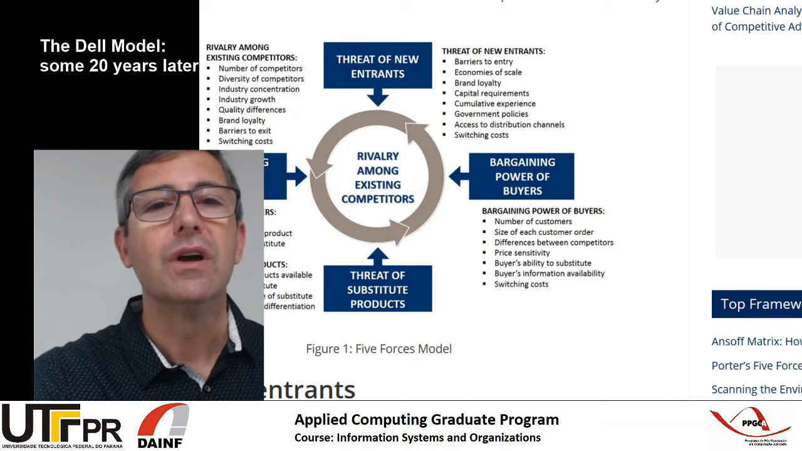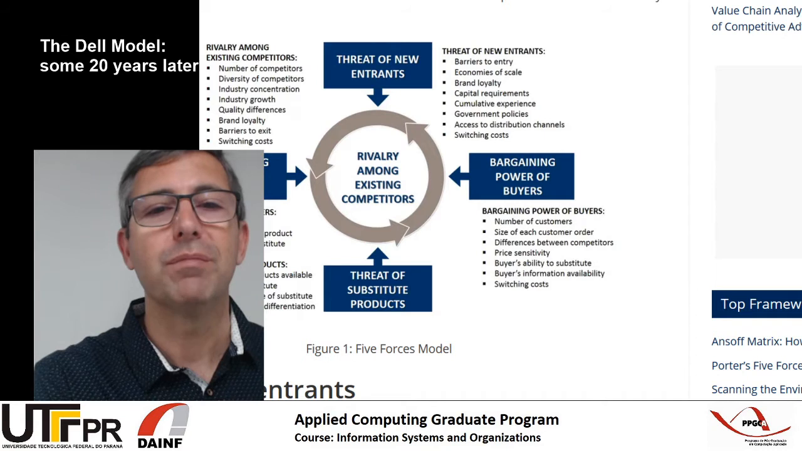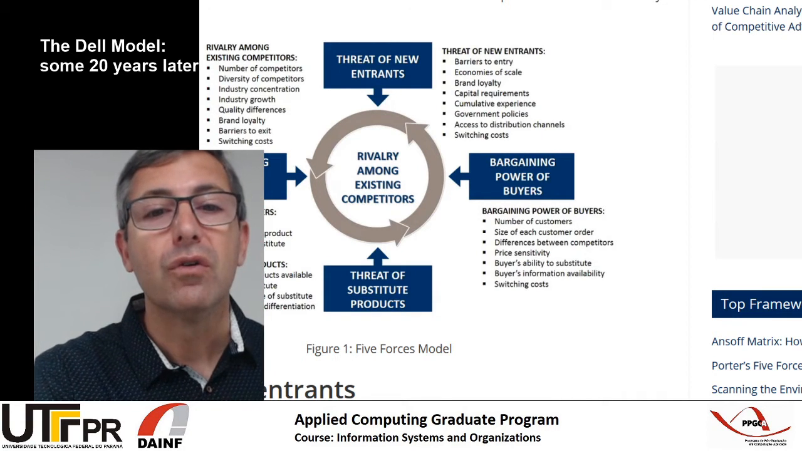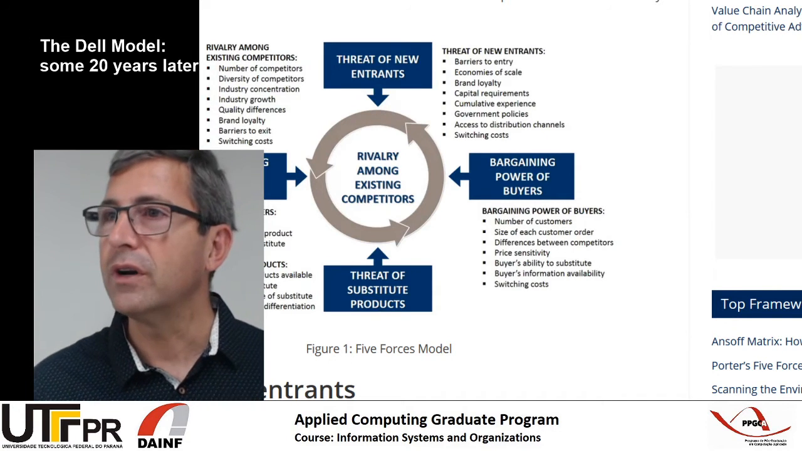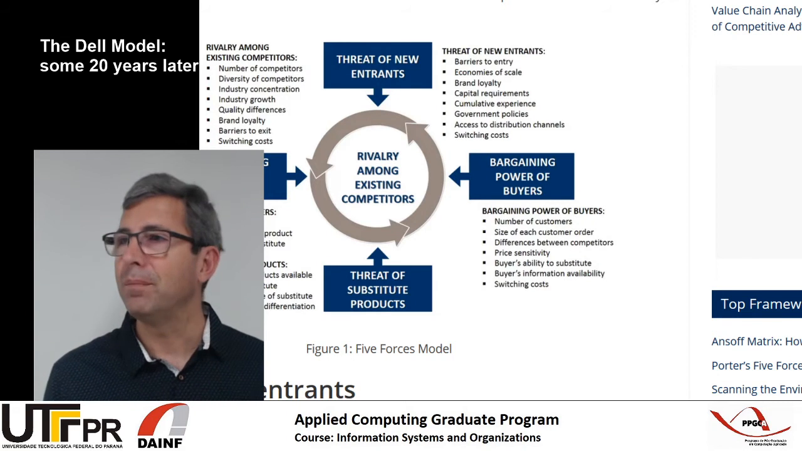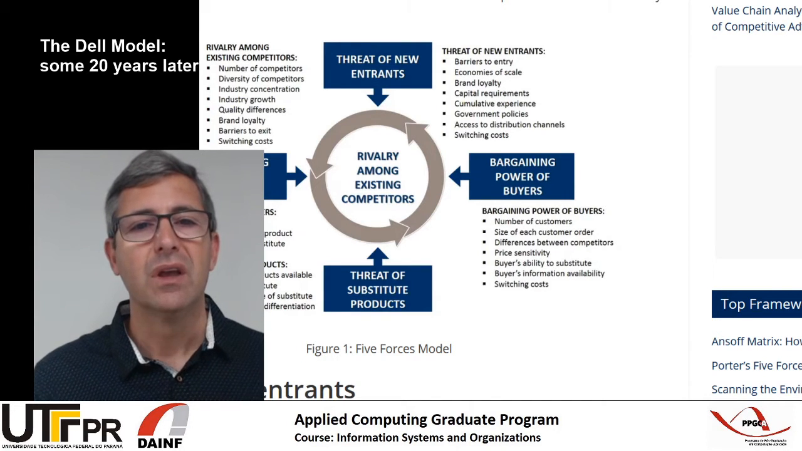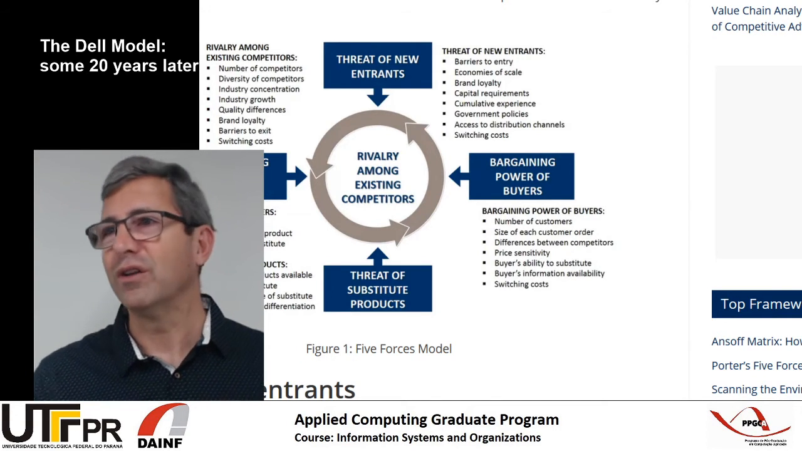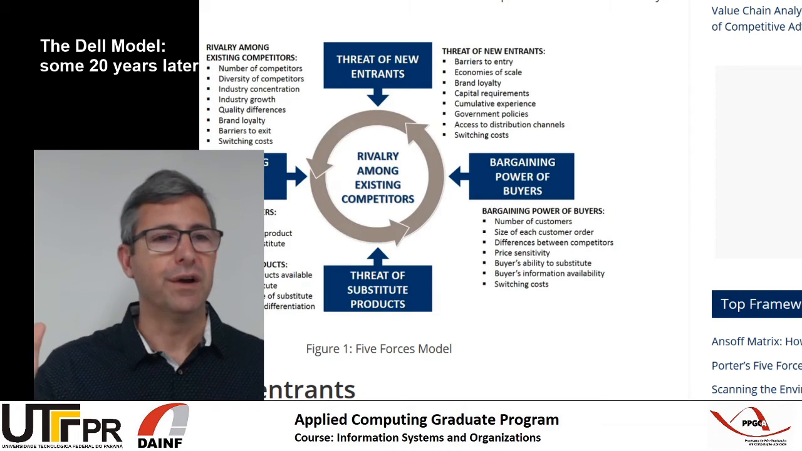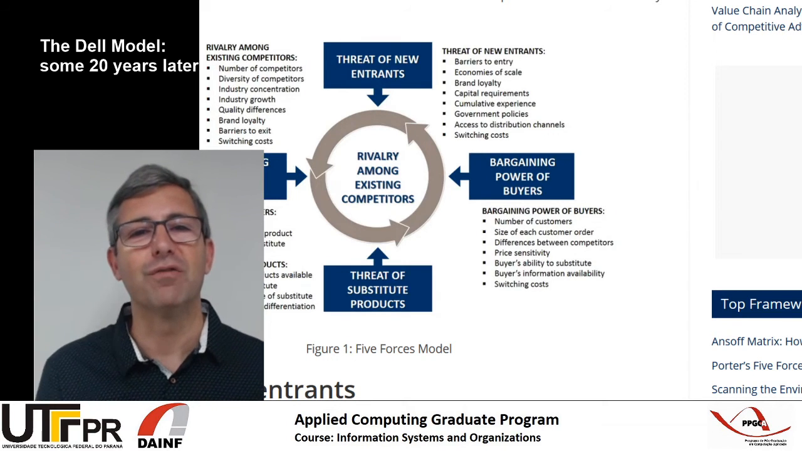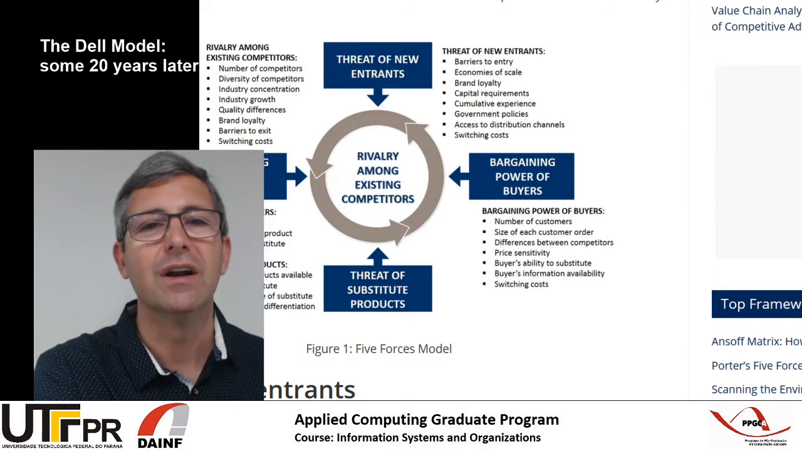Porter's model involved five main forces that, according to Porter, go against the profitability of the organization. And he puts it in this model that I'm showing there. You may have gotten to a different picture, but basically what he says is that those five forces are the competitors. He puts it as the center of the figure there, rivalry among existing competitors, right here.